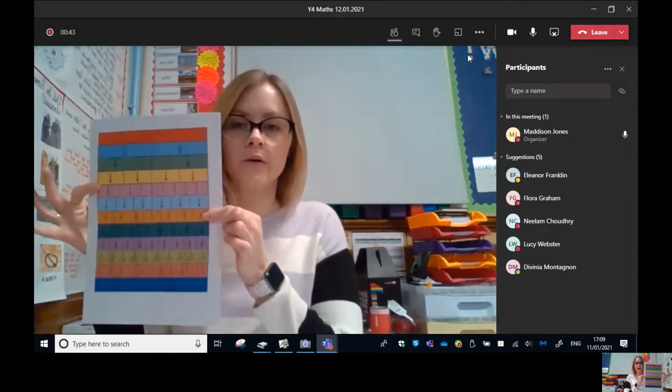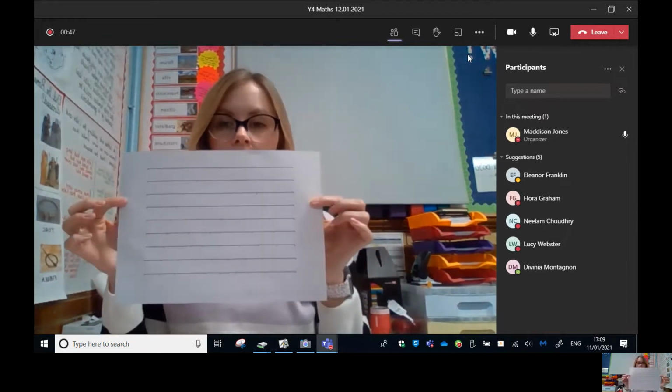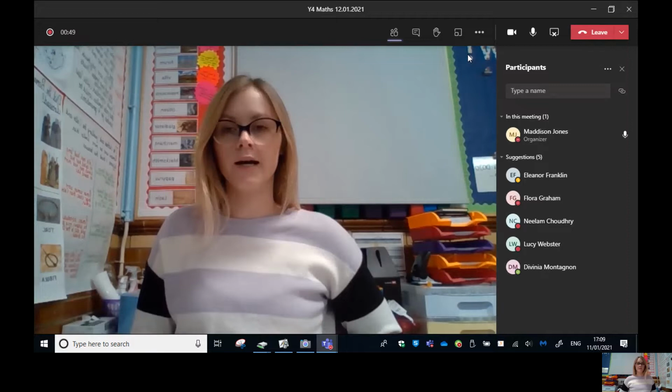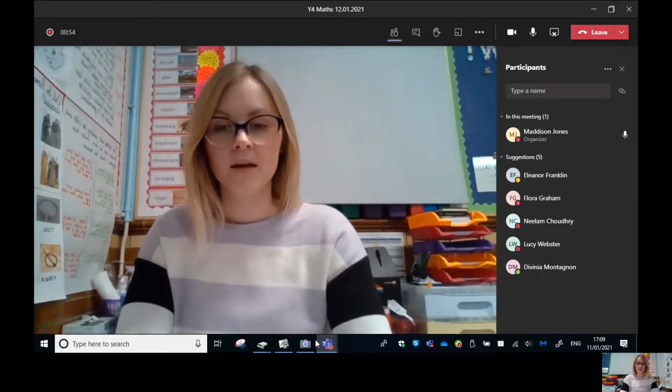But you need your fraction wall again that we were working on yesterday, and you should also have a sheet with some blank number lines like this as well. So have those documents open or printed, ready to go before you start.